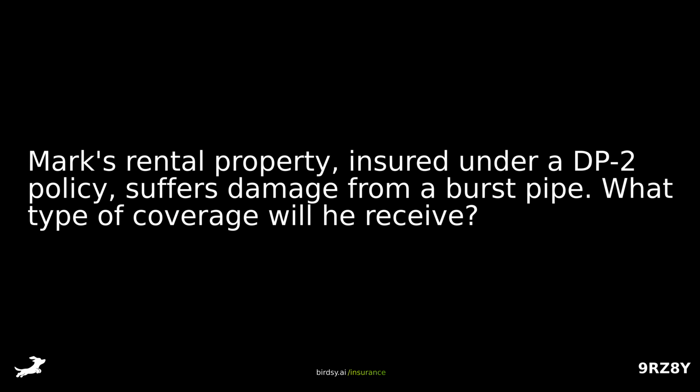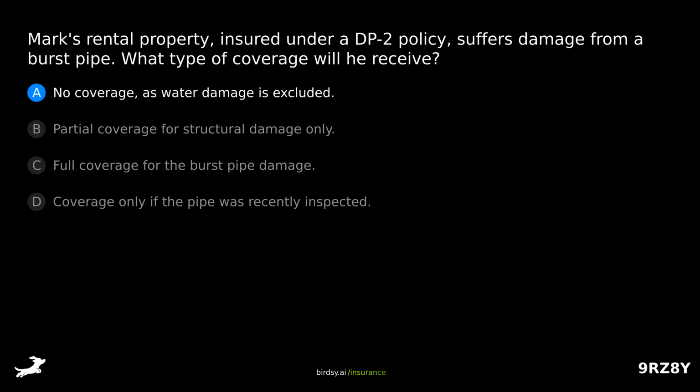Mark's rental property, insured under a DP2 policy, suffers damage from a burst pipe. What type of coverage will he receive? Is it A, no coverage as water damage is excluded? B, partial coverage for structural damage only? C, full coverage for the burst pipe damage? Or D, coverage only if the pipe was recently inspected?